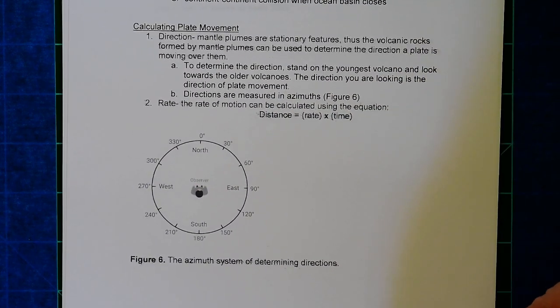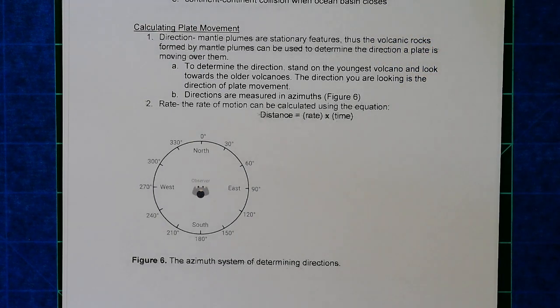Now, another big part of this lab is calculating plate movement. And when you calculate plate movement, you're going to do two things. You're going to calculate the direction and the velocity, how fast things are happening. So for calculating the direction, mantle plumes are really a good place to go for that. Mantle plumes are stationary, and those volcanoes that are created by the mantle plume will then create a path that shows you what direction the plate is moving in.